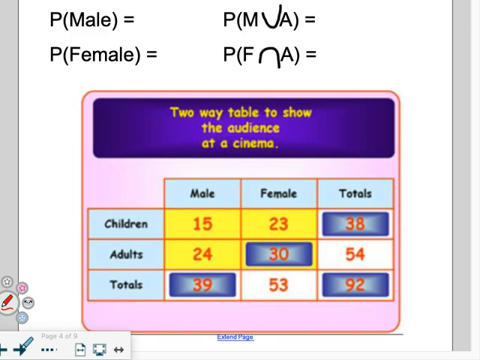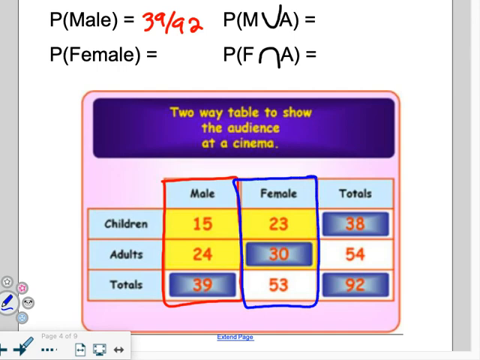Right, probability of male. Probability of male would be the total number of males out of the grand total, so 39 out of 92. Okay, probability of female would be the total number of females over the grand total.